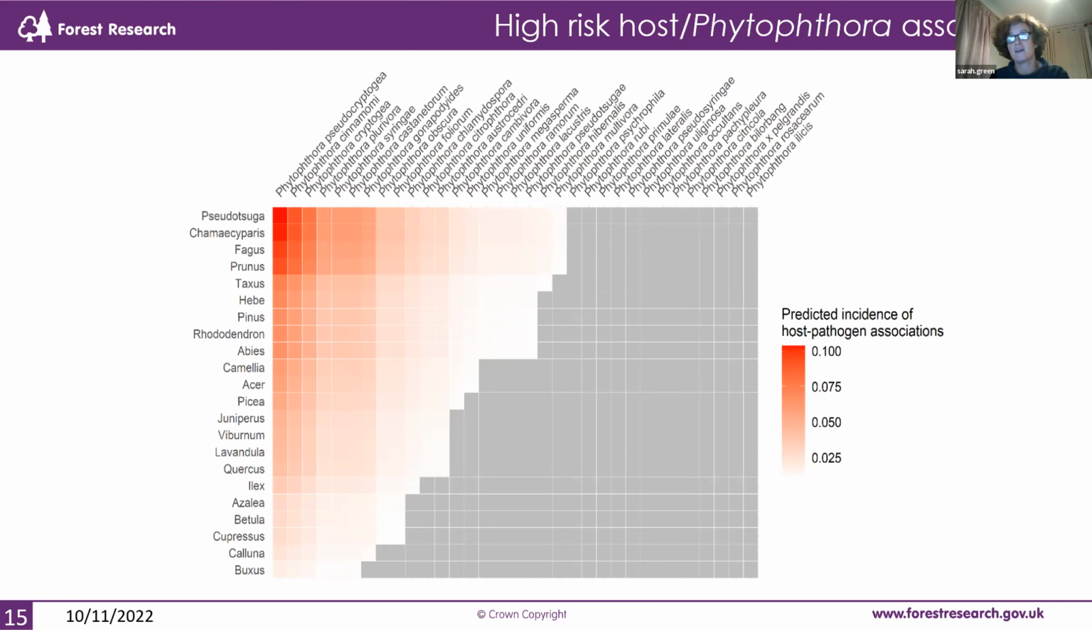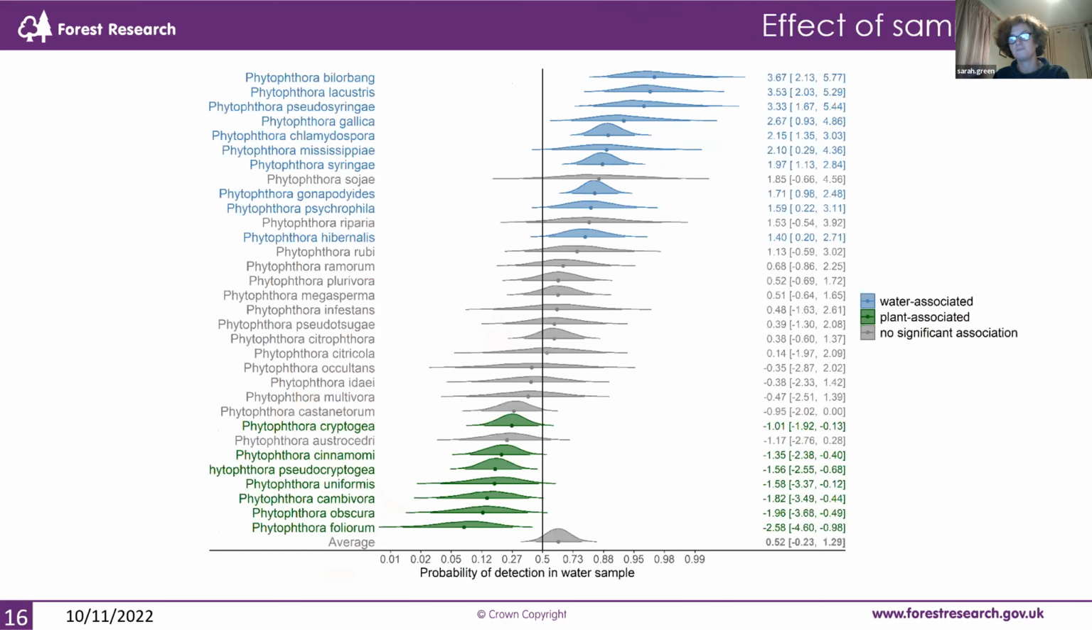And other high-risk hosts that we found were Chamaecyparis and then Fagus, Prunus, again yew, hebe, and then some of these ornamentals. But it was a little surprise to us that it was some of the forestry tree species that were the most high risk in terms of Phytophthora associations. And then the other area of interest was the effect of sample type.